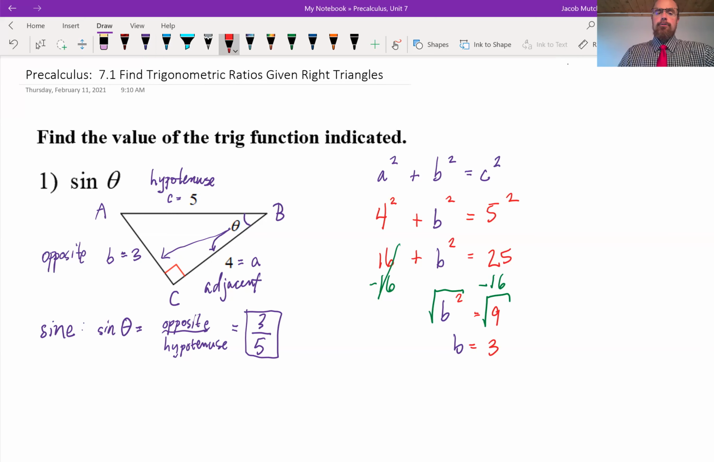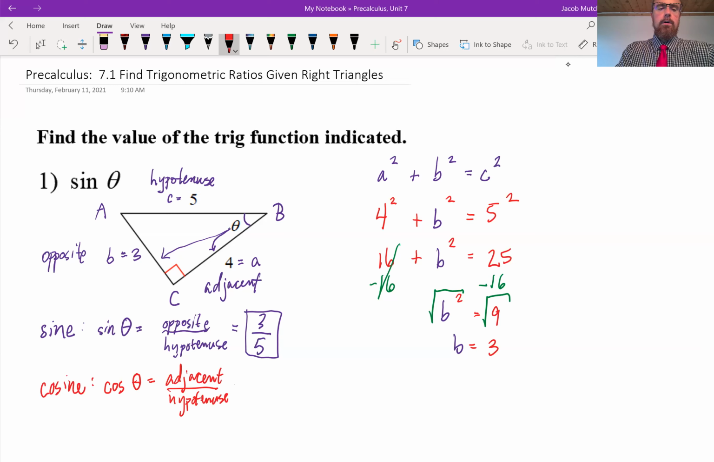Let's calculate the other trigonometric ratios. There are 3 that are considered, in a way, basic trigonometric functions. So sine is one of them. Another one of those is cosine. The full spelling of cosine is C-O-S-I-N-E, but it also is abbreviated as COS. Now, the way we define cosine is as the adjacent side divided by the hypotenuse.